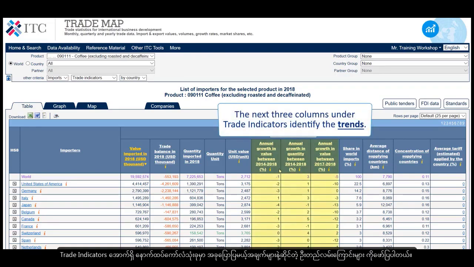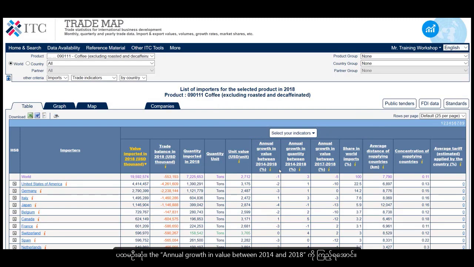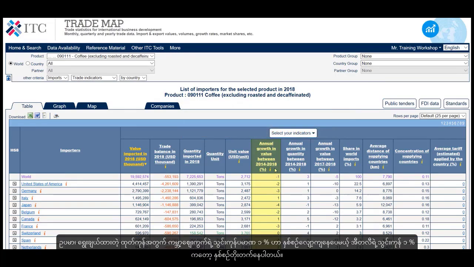The next three columns under Trade Indicators identify the trends related to: first, the annual growth in value between 2014 and 2018. This indicator shows the average annual growth of the imported value during the past 5 years. For example, for the selected product, there has been an annual decrease in imported value of 1% of the world market, but an annual increase of 1% in the imports of Italy.